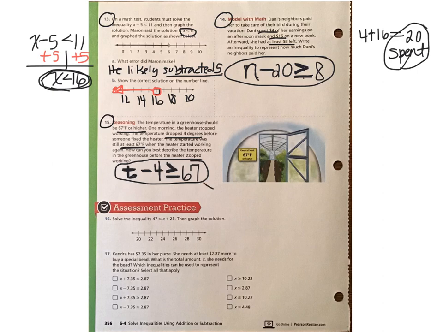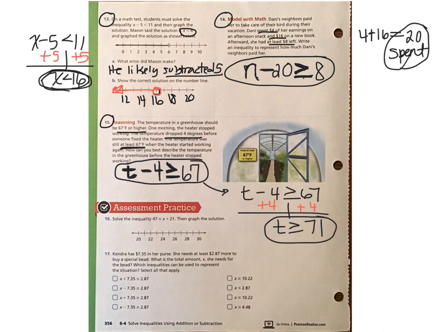So it says, how can you best describe the temperature in the greenhouse before the heater stopped working? Well, if I solve this inequality, T minus 4 is greater than or equal to 67, what I'm going to be doing is adding those 4 degrees to see what the temperature could have been in the greenhouse before that heater stopped working. And it tells me that the temperature had to have been at least 71 degrees, so greater than or equal to 71 degrees in order for it to still be above 67 when that heater stopped working and the temperature dropped.